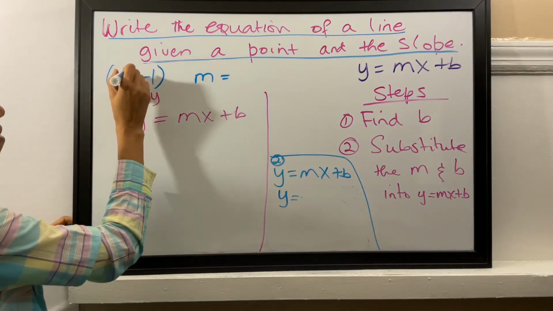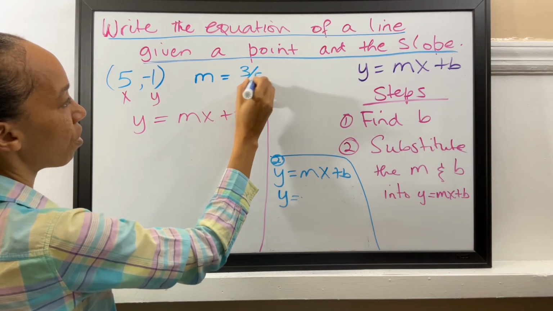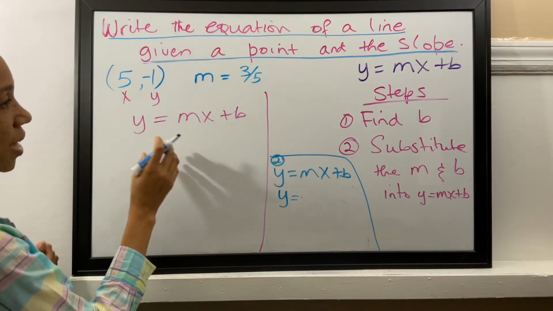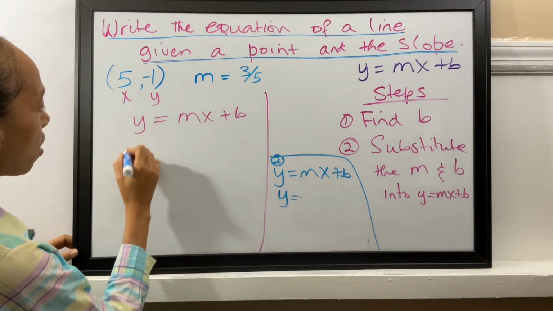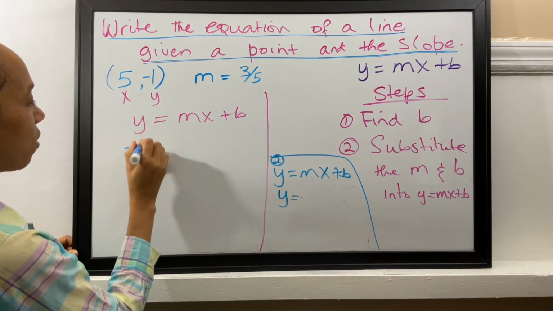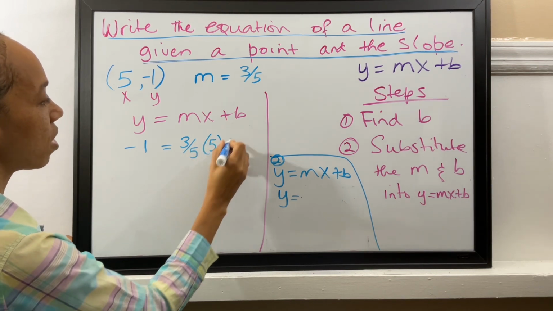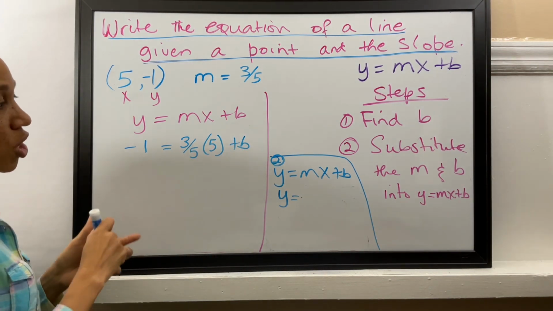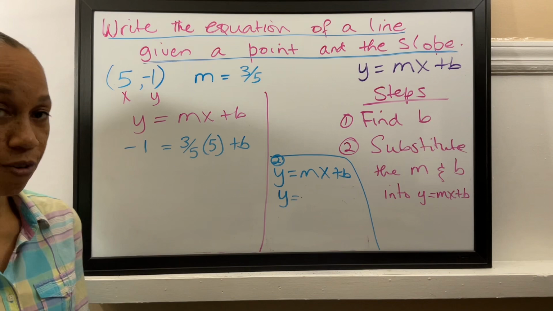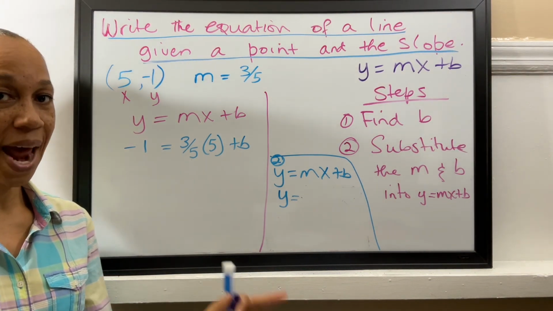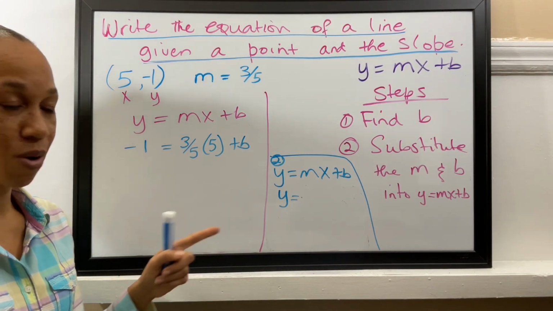I'm going to use 5 and -1 as my coordinate, and my slope is going to be 3/5. All right, it's a fraction. So let's, step 1, revise the step again. All right, and I am going to start out with finding b. So my y is -1, my slope is 3/5, my x is 5, and I need to find b. So with this being said, you have fractions here. I know that a lot of you don't like fractions, but I always like to put these in so that you can be stronger with working with fractions.